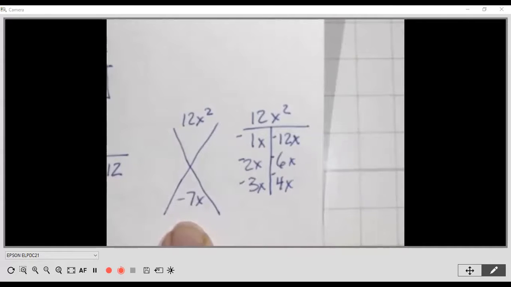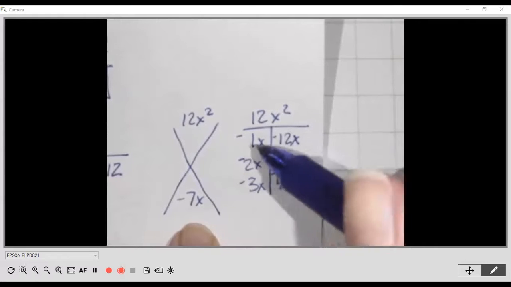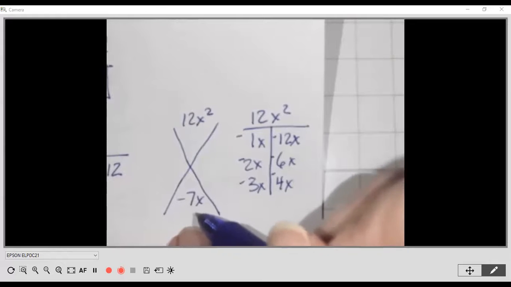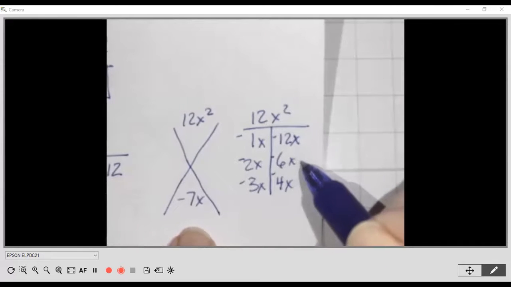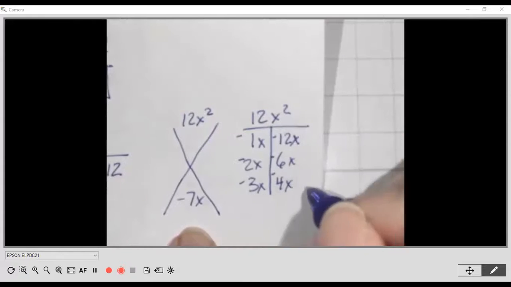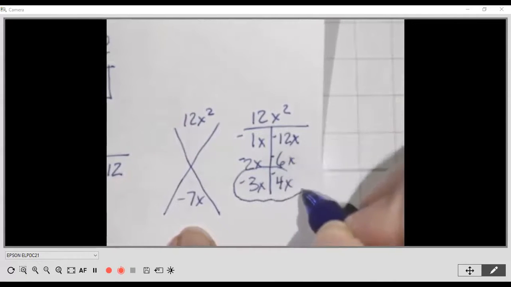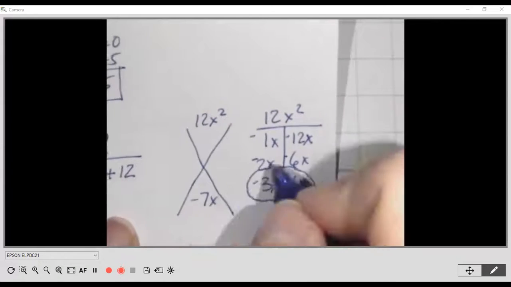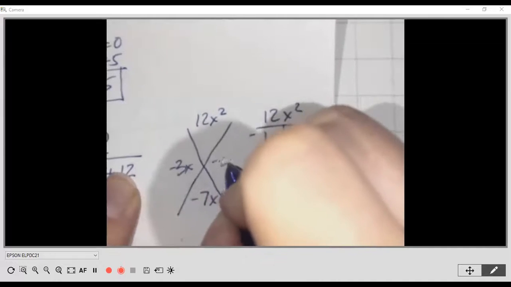All right, and then we want to see which of these pairs of factors add up to negative 7x. Not the top pair. Negative 1x minus 12x would be negative 13x. That does not add up to negative 7x. Not the middle pair, because negative 2x minus 6x would give us negative 8x. It is the last pair. Negative 3x minus 4x does add up to negative 7x. So the two other sides of our x are negative 3x and negative 4x.